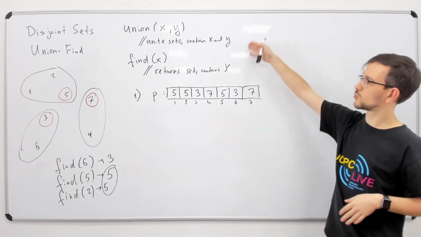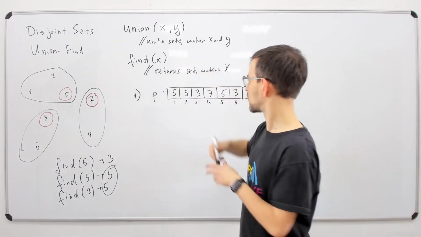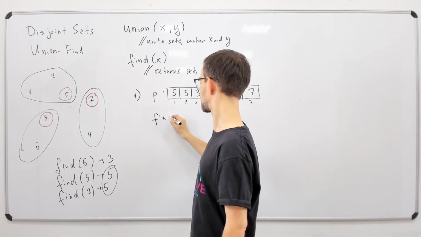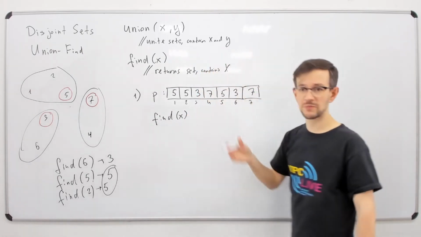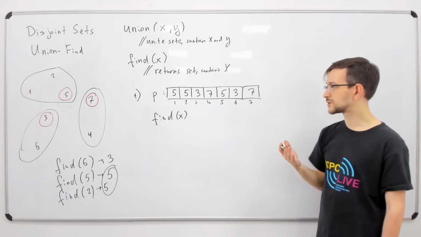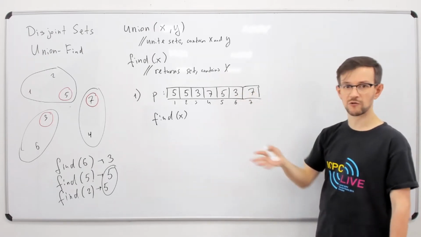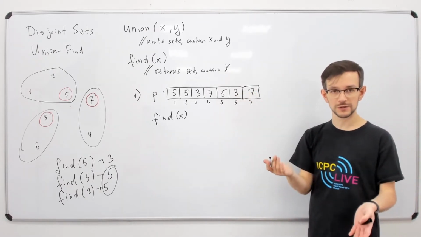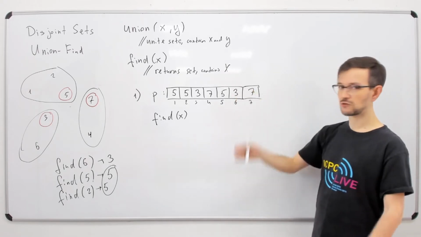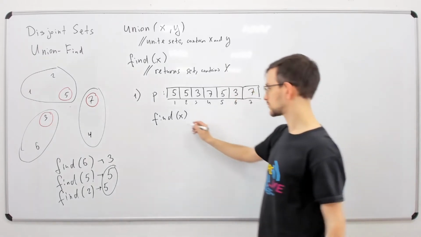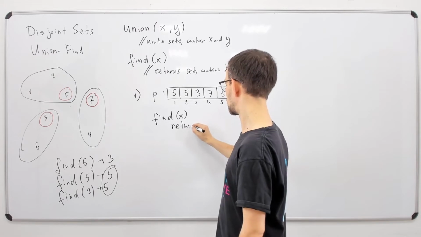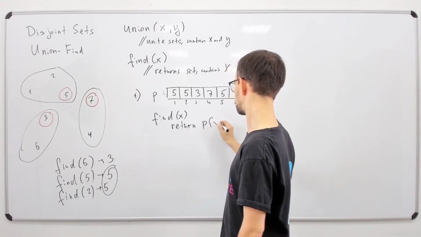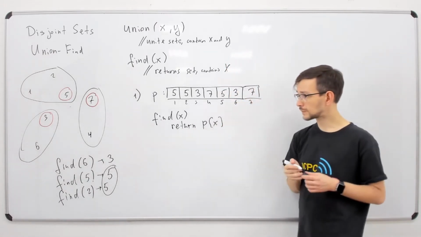Now let's implement these two functions. Let's have this function find. So how to find the representative of element x? It's quite simple. We just have the array of representatives of all elements. So we just look in this array, find the representative, and return it. It's very simple.